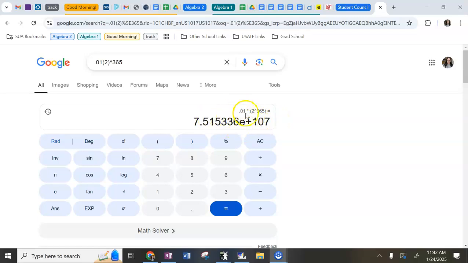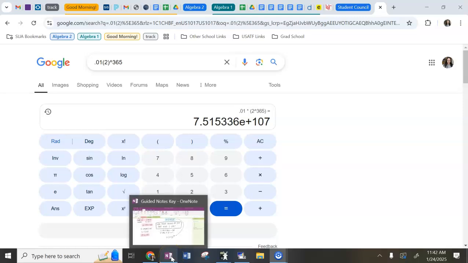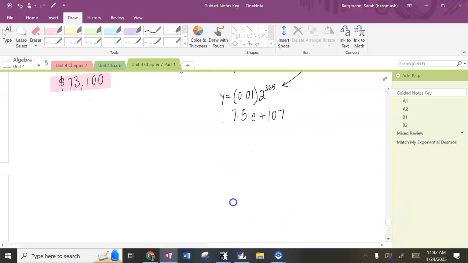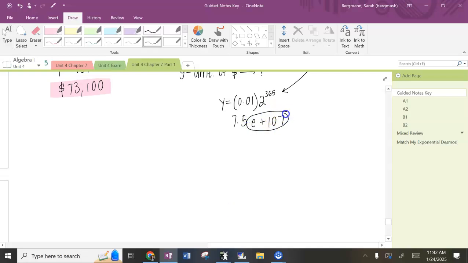We've seen e on our calculator before in this chapter. Let's remind ourselves what that stands for. So let's write it down, 7.5 e plus 107. Let's see how much money do we actually have. We know we're super rich. On your calculator, that e, it shows up as a capital letter. It might say E107. That means the same thing.